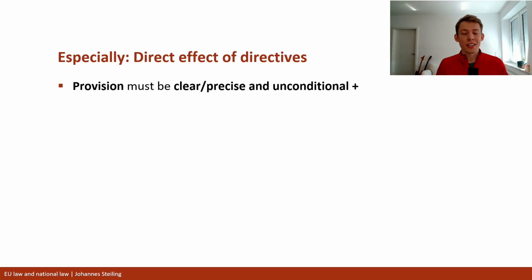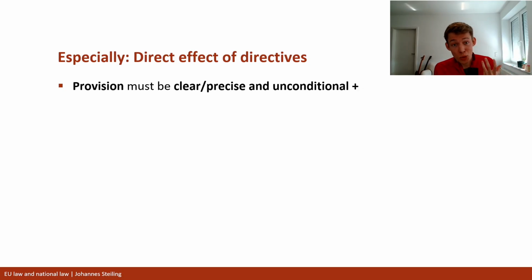So we never decide whether the whole directive or the whole regulation has direct effect. We always have to look at the individual provision, whether that gives direct effect. Now, it must be clear and precise and unconditional. So these are the normal criteria. And now, usually we would say there is further implementation required, which is why the directive has no direct effect.